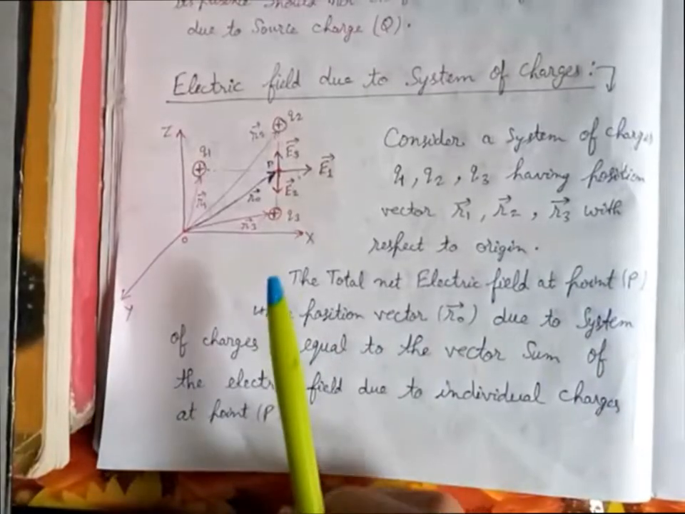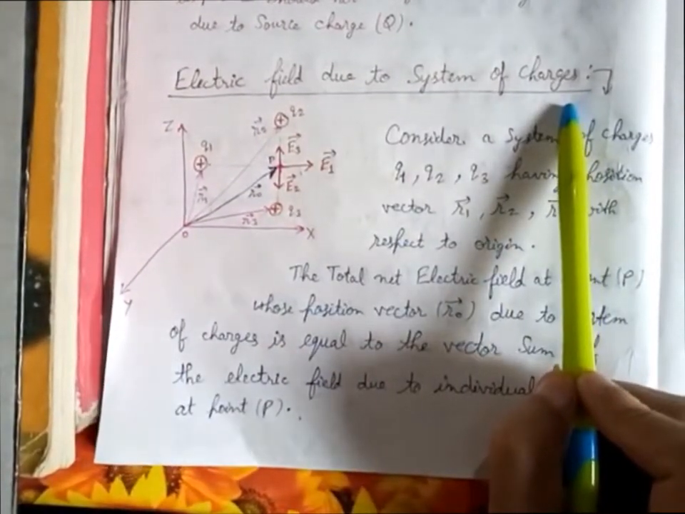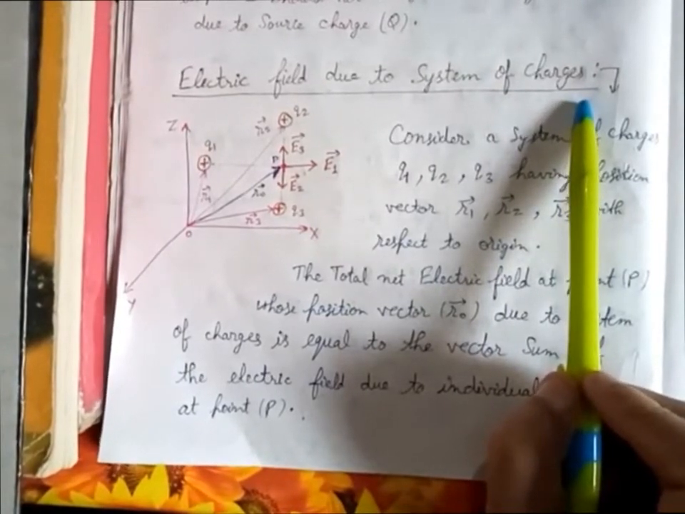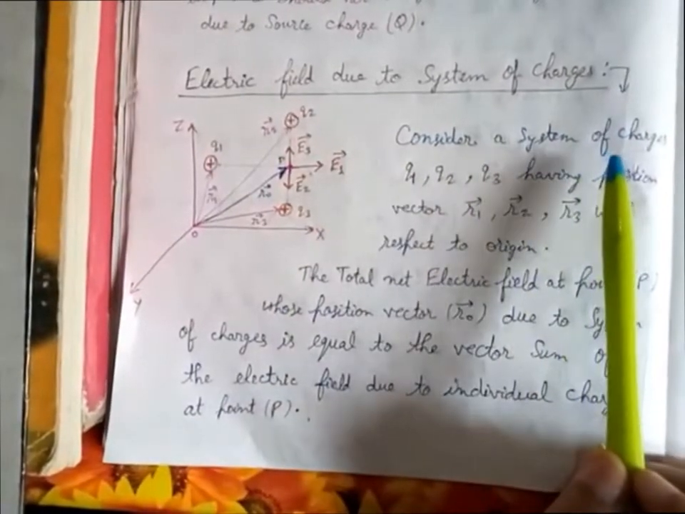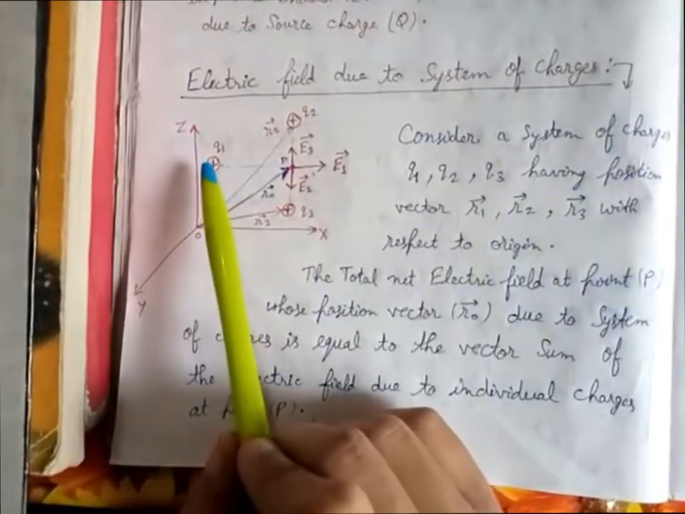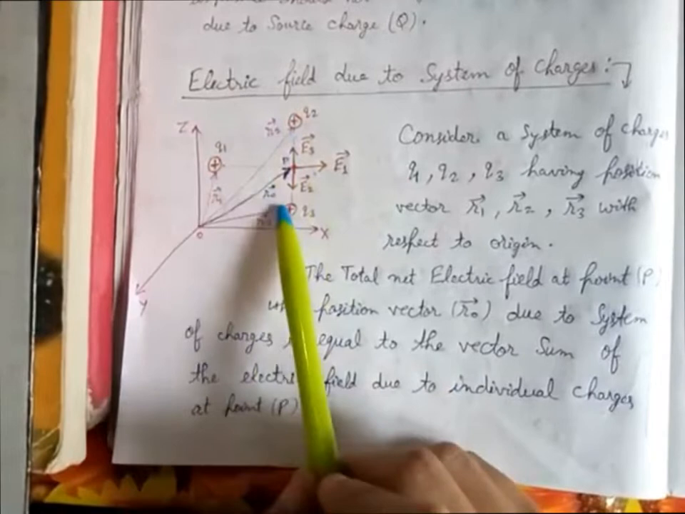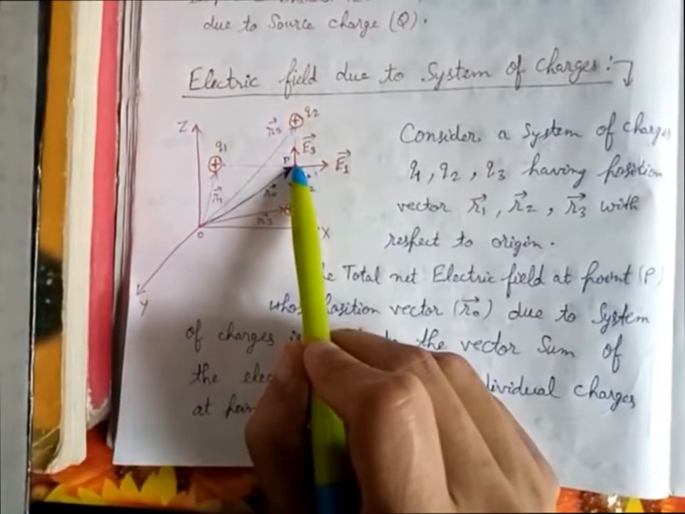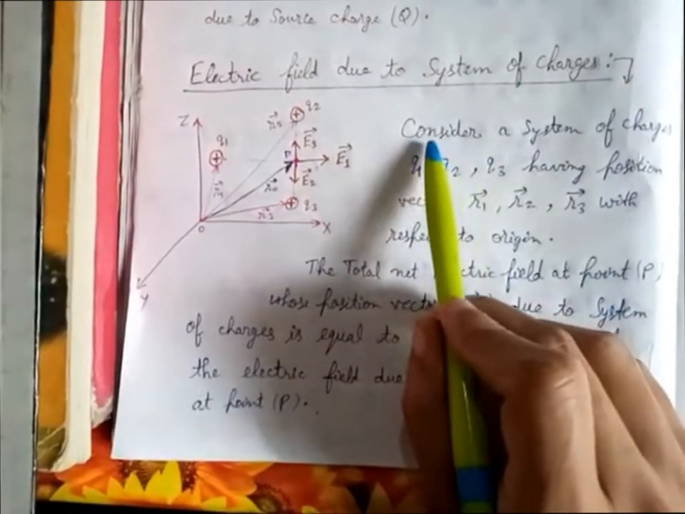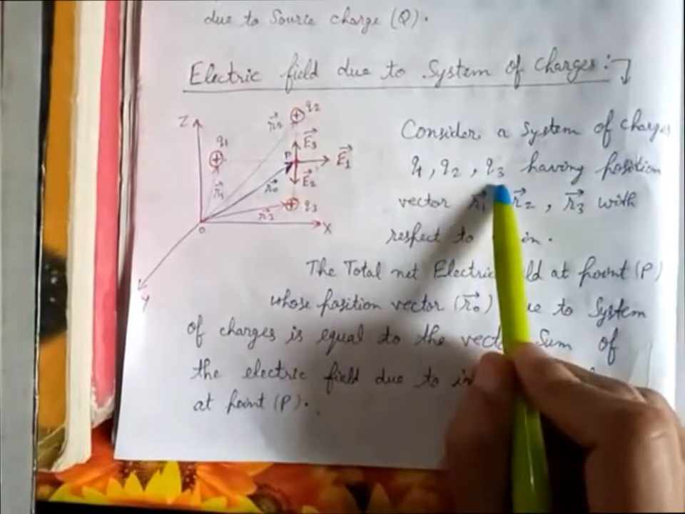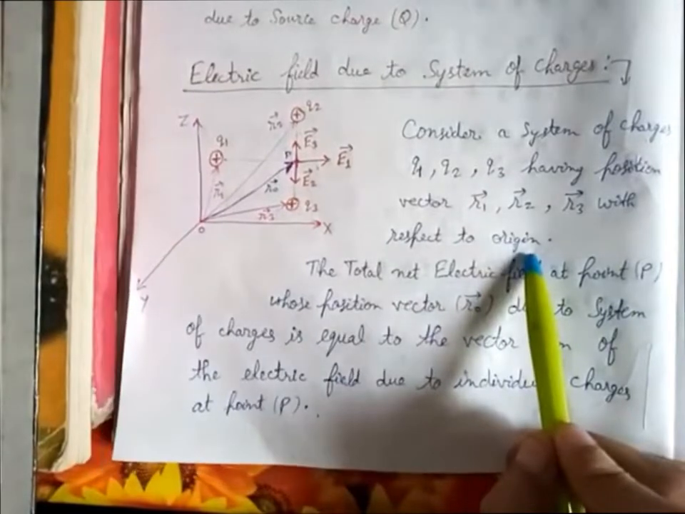The next topic, we have to study the electric field due to a system of charges, as we have studied in the electrostatic force due to the system of charges. So here also we have to apply the superposition principle. Here we have the three charges Q1, Q2 and Q3. These three charges are the source charges, and we have to find out the electric field at point P. So consider a system of charges Q1, Q2, Q3 having the position vectors R1, R2, R3 with respect to the origin.